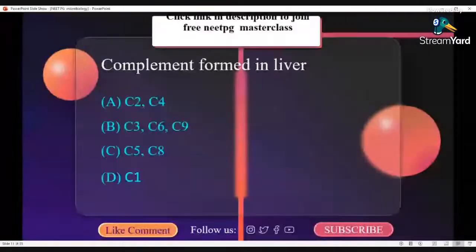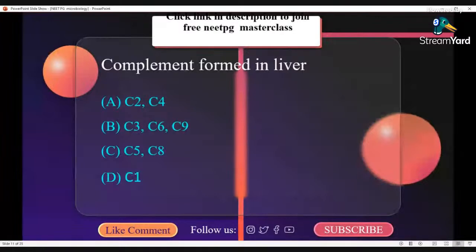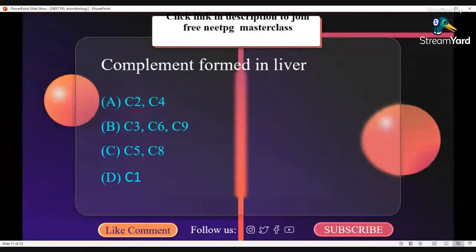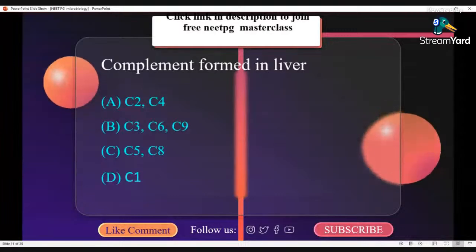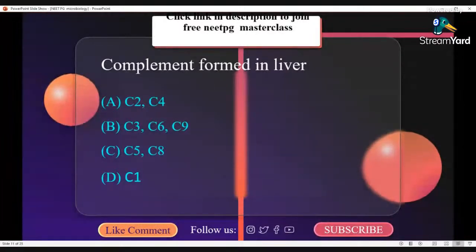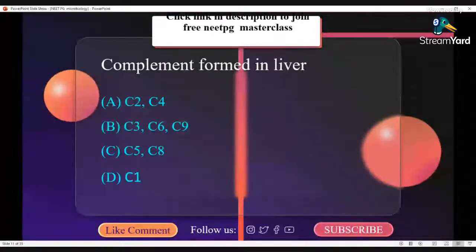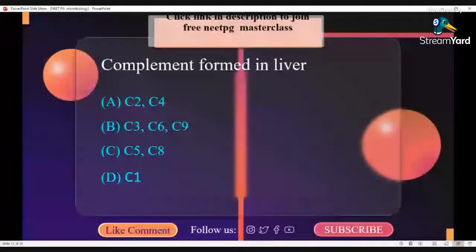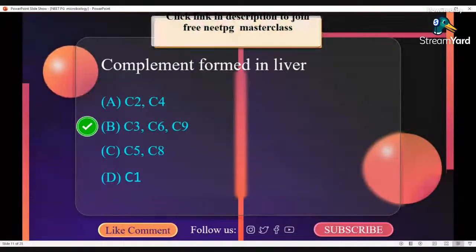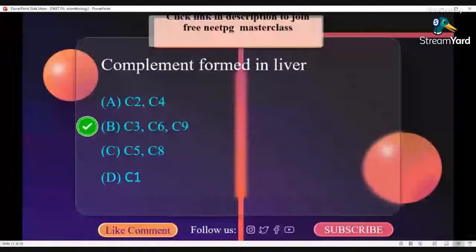Complement formed in liver are: A. C2, C4, B. C3, C6, C9, C. C5, C8, D. C1. The correct option here is C3, C6, C9. Complement formed in liver is C3, C6, C9.